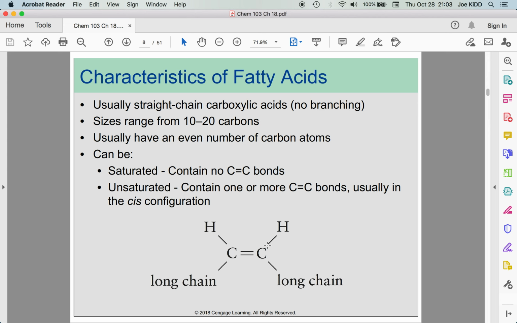So as we mentioned before, the typical fatty acid will be a carboxylic acid that is straight chained, no branching, somewhere between 10 and 20 carbons long. Typically, they have an even number. There are a couple oddballs that have odd numbers. They can be saturated or they could be unsaturated. If they are unsaturated, it's typically a cis type double bond. So again, think back to our unit 2 where we talked about the difference between cis and trans.